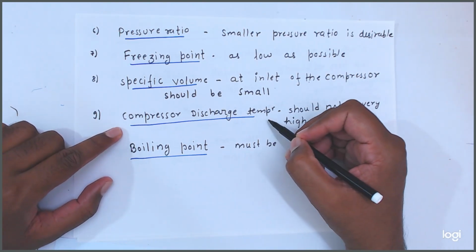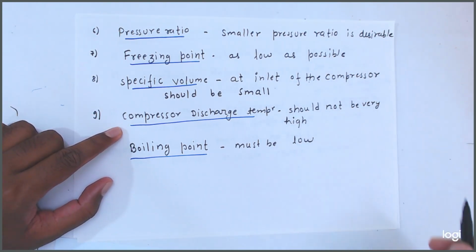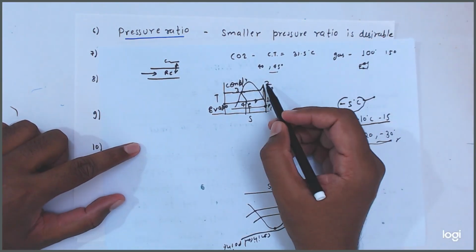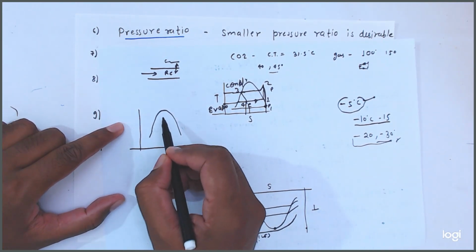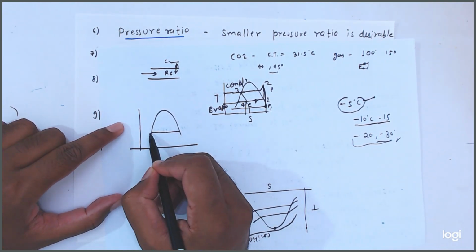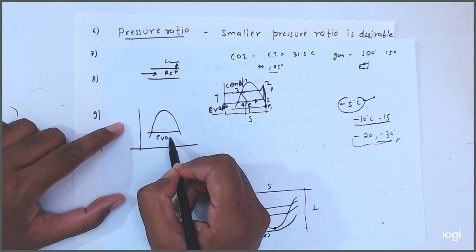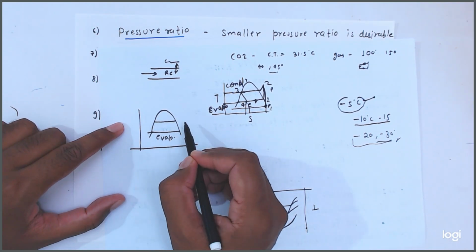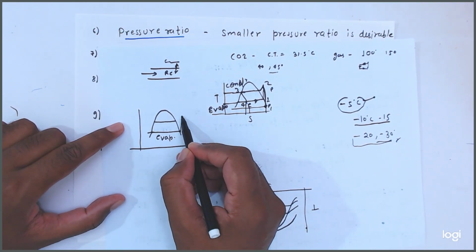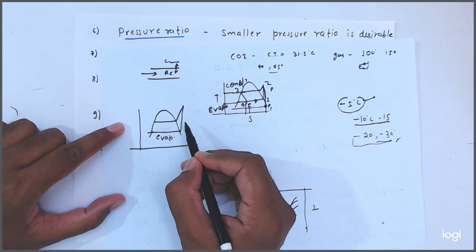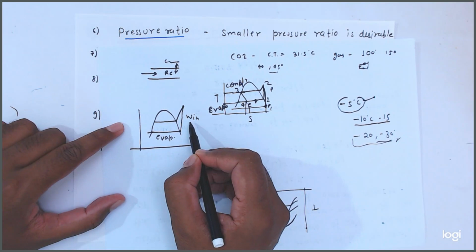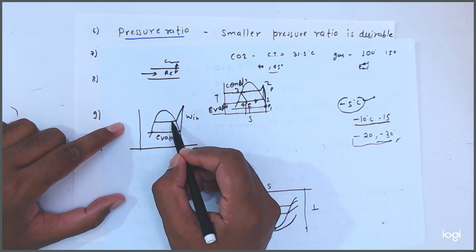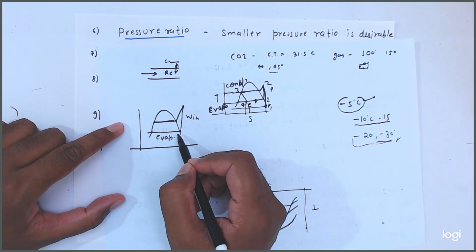Now the compressor discharge temperature should not be very high. Suppose, friends, this is the evaporator pressure, this is the condenser. If the compressor discharge temperature is this much, then what happened? We have to give more and more work, and more heat transfer is also required.